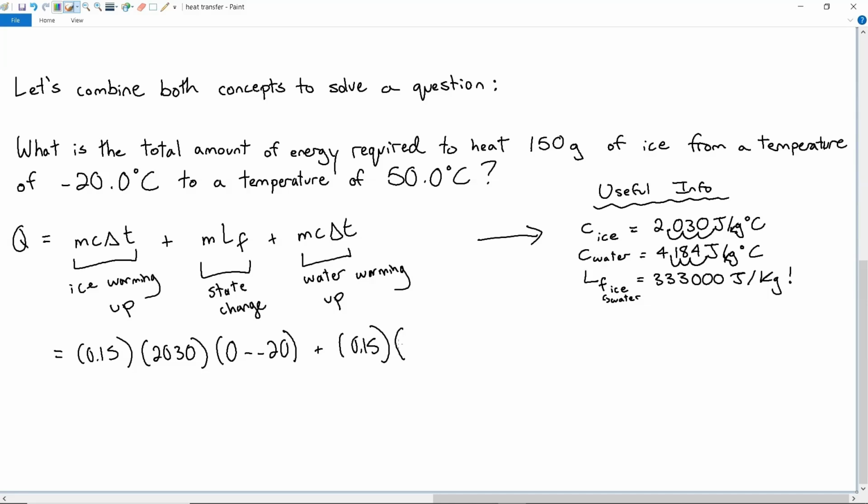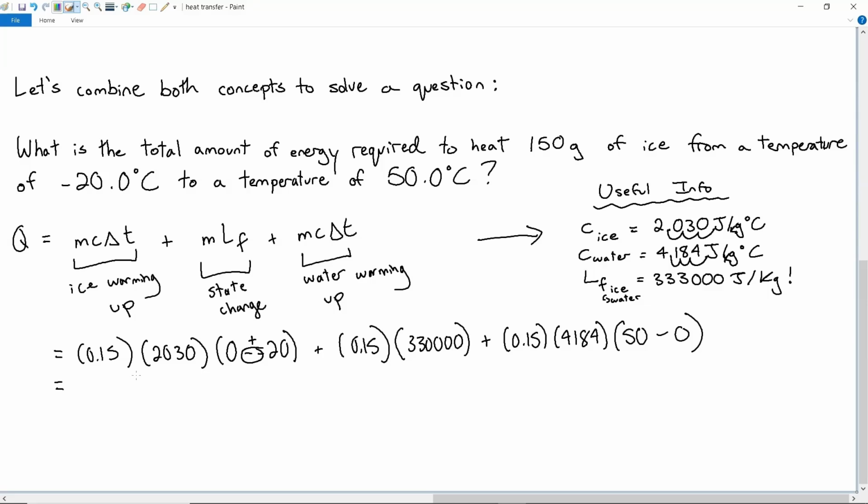And the mass will be the same in all 3 spots because we're dealing with just 1 mass of water. And this is a very high value. And then here, our final temperature is 50. We started at 0. That's going to be a change of 50. So I can turn this into a positive because 2 negatives cancel out. So this will just be a positive change of 20 degrees.